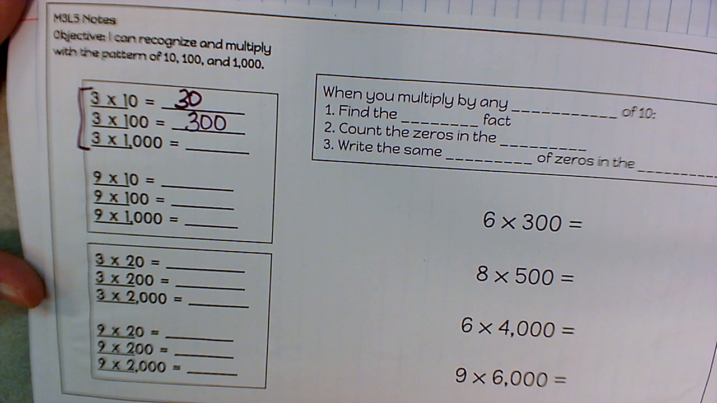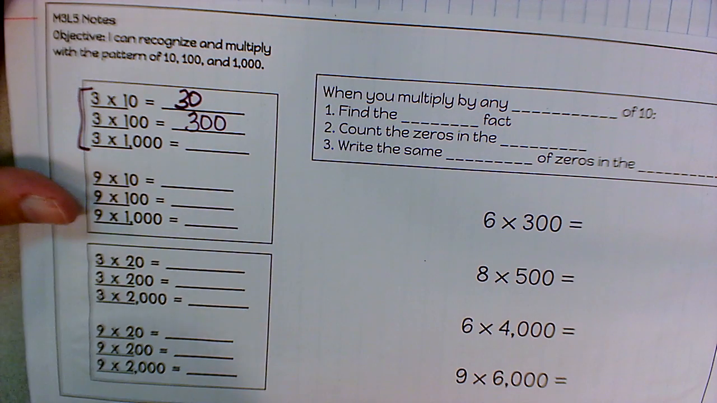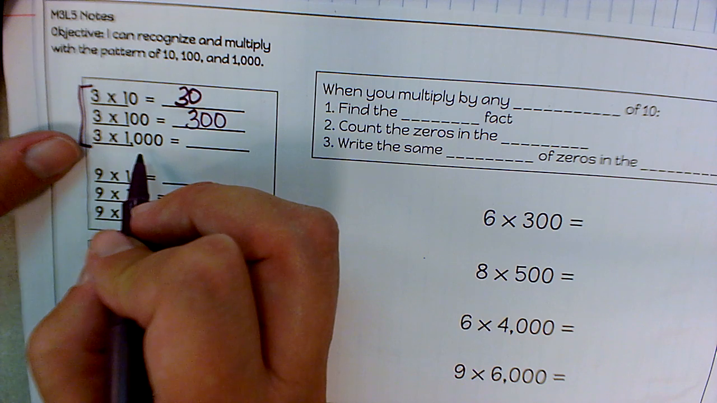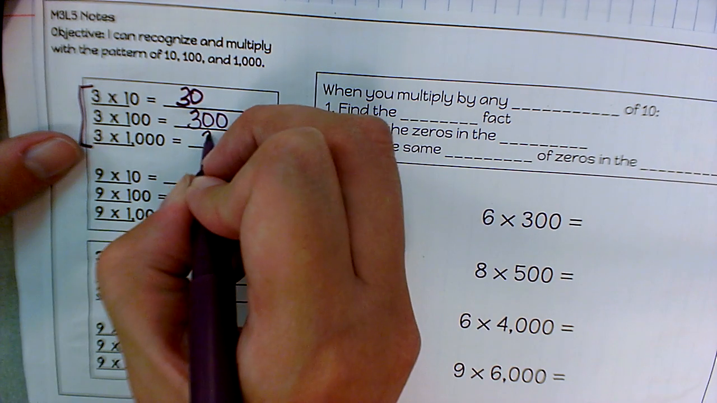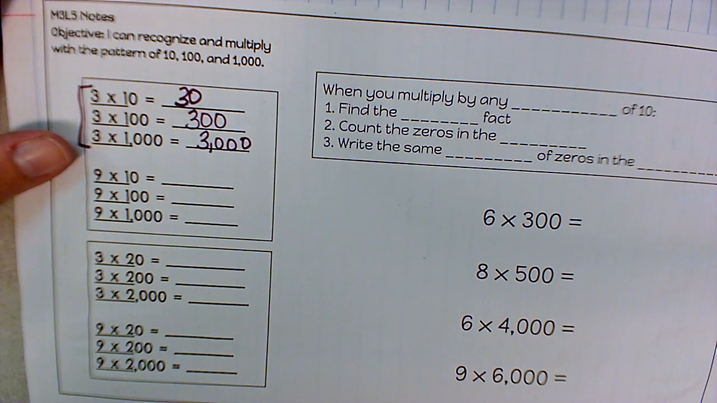I want you to think, fourth graders, if you're starting to notice a pattern. This should be fairly similar to what we've done in measurement when we're multiplying with tens. Think about the trick that we use, and we're going to talk about that in just a moment. Now let's look at this last one. 3 times 1,000. Again, I'm thinking 3 groups of 1,000. That would be 3,000 altogether.